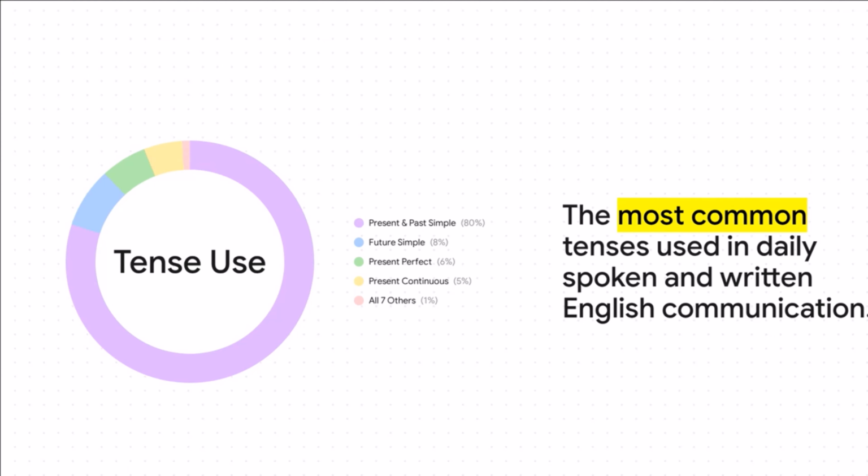I want to start with a statistic that might actually blow your mind. Studies show that up to 95% of all English we speak and write happens in just 5 tenses. I mean, look at this chart. The present and past simple, these two right here, make up about 80% of our daily chats. Then you have the future simple, present perfect, and present continuous covering most of the rest. And that tiny little sliver over there? Yeah, that's all 7 of the other tenses combined.